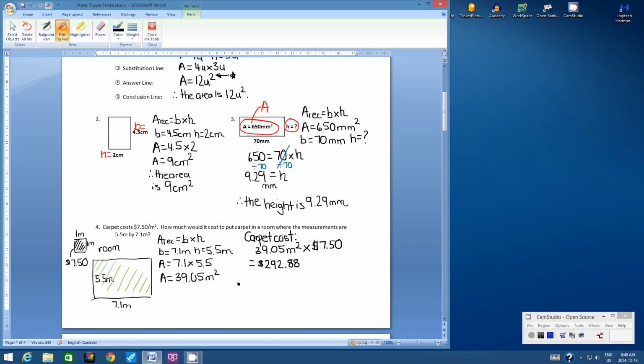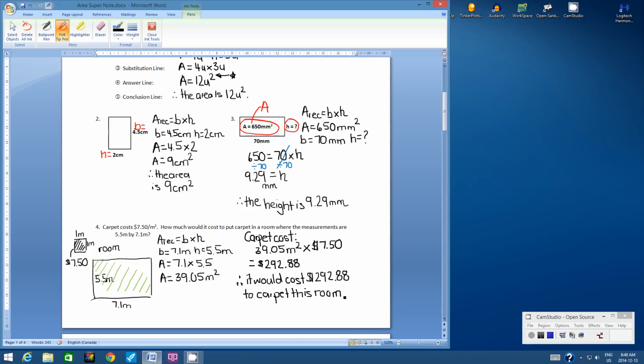All right, now our conclusion statement. Therefore, it would cost $292.88 to carpet this room. Okay? So there's a question that shows us the real life application of area.